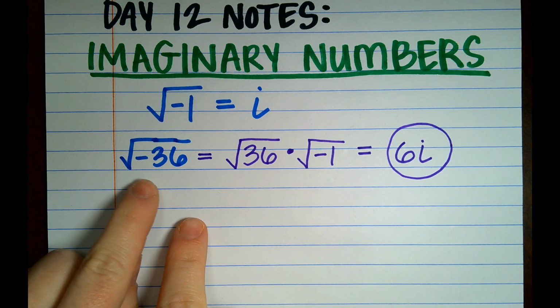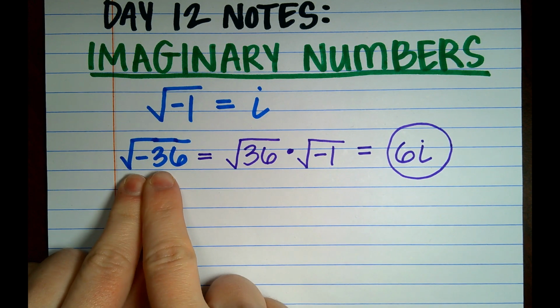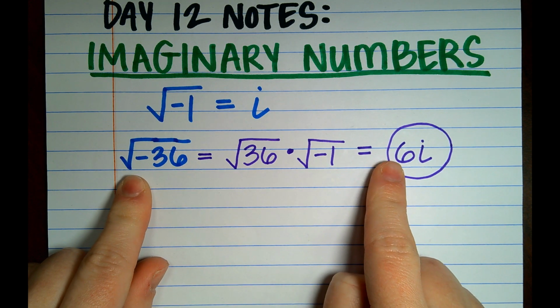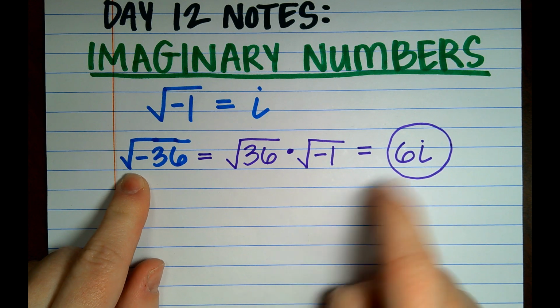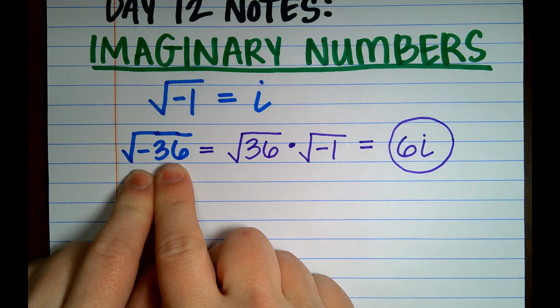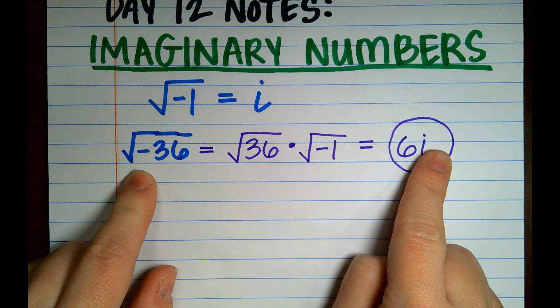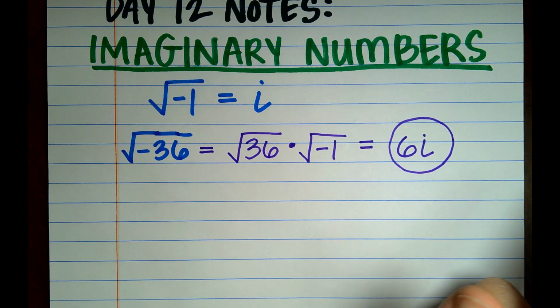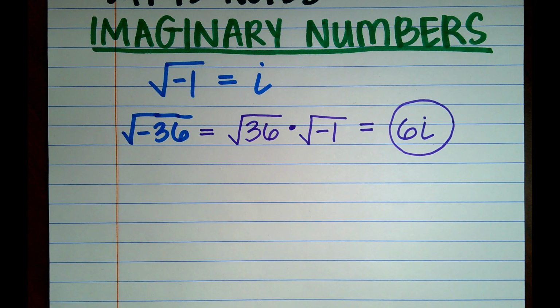But we would say the square root of negative 36 equals 6i. So really all you're doing is finding the square root of that positive number and sticking an i next to it. That's the only thing we do. So let's look at another one.